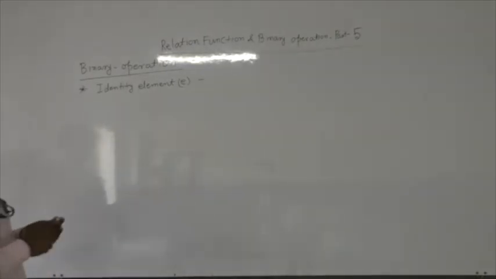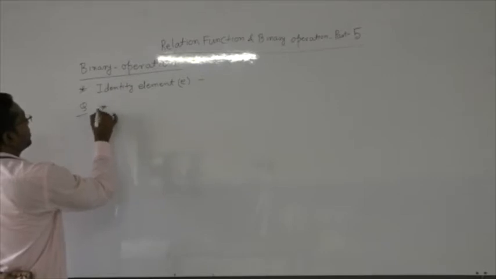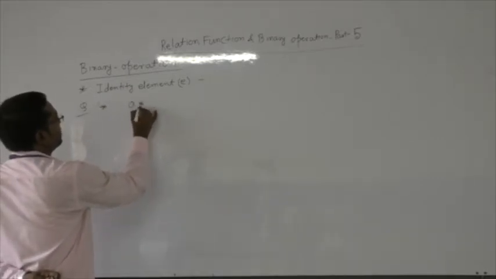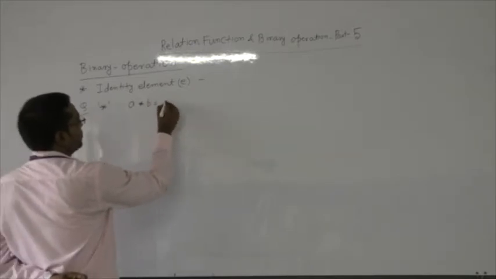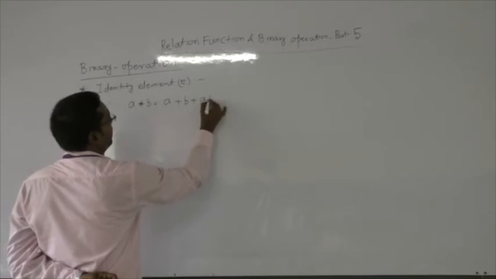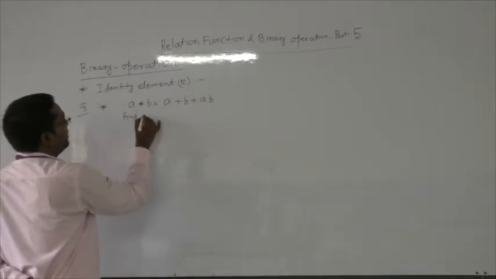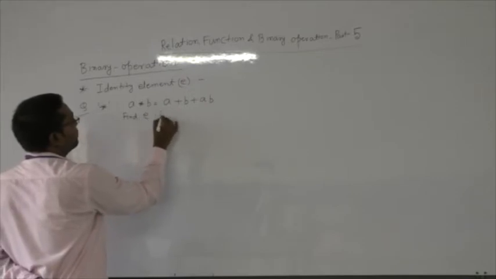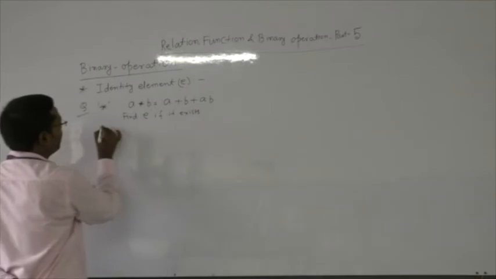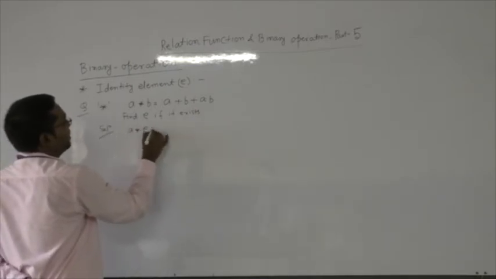Now see, suppose star is a binary operation on all real numbers such that A star B equals A plus B plus AB. Find the identity element if it exists. Okay, let's see.